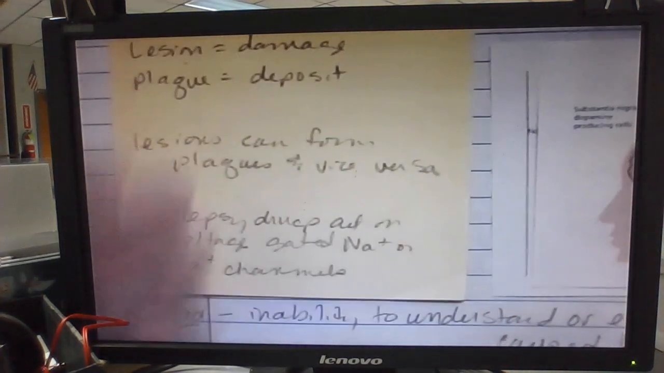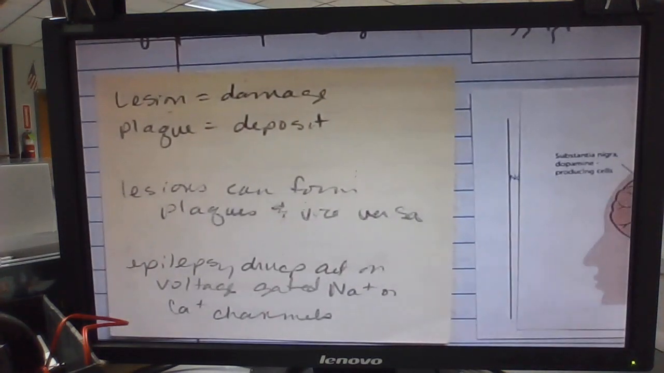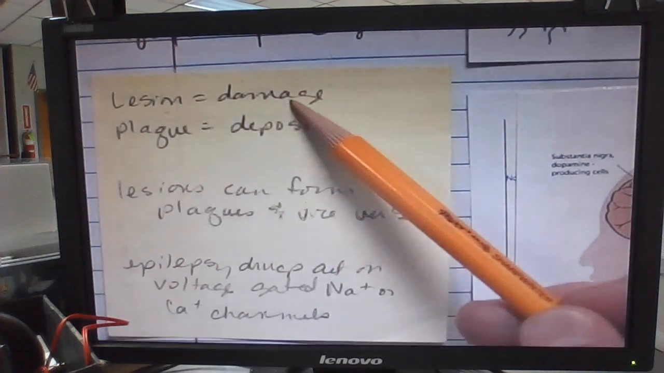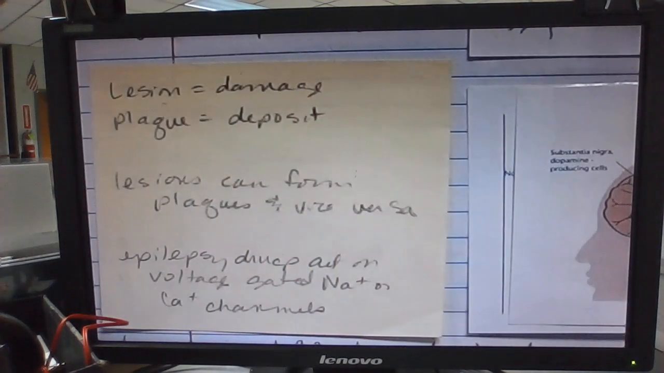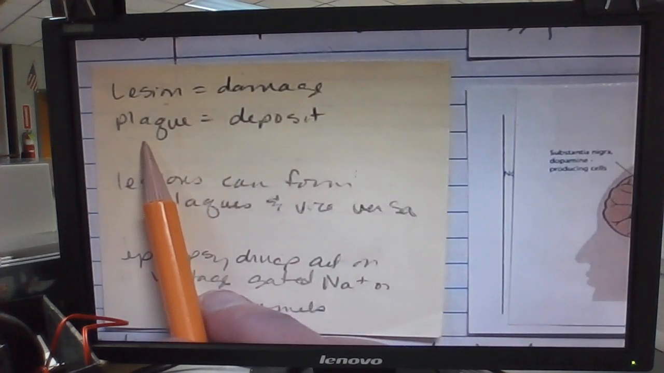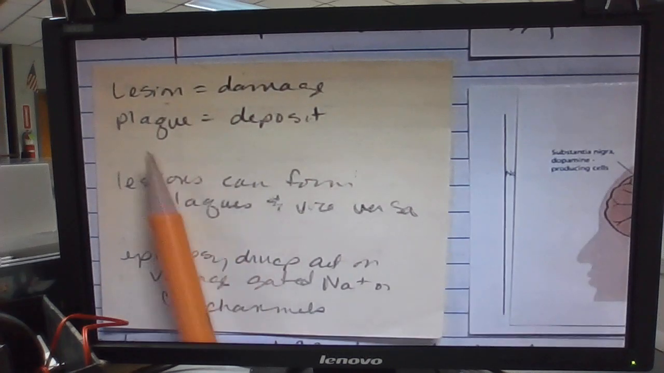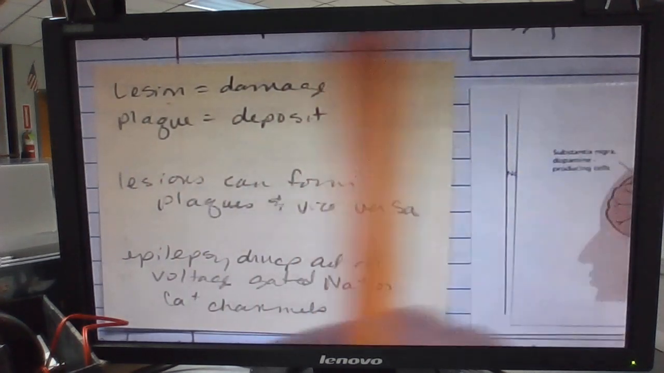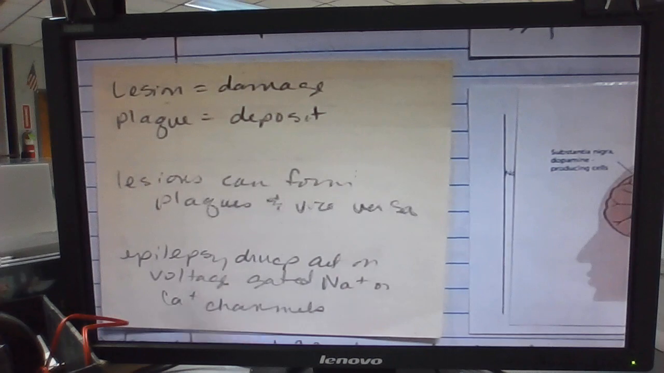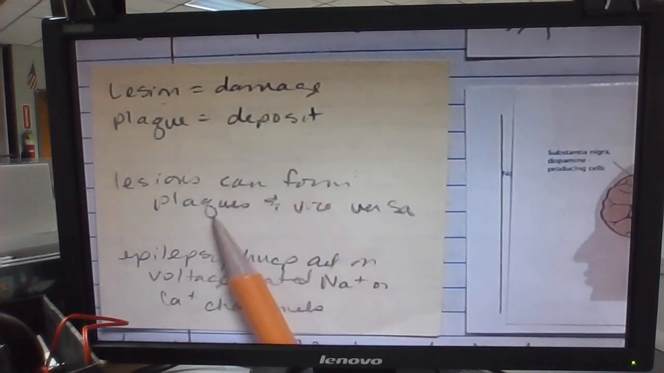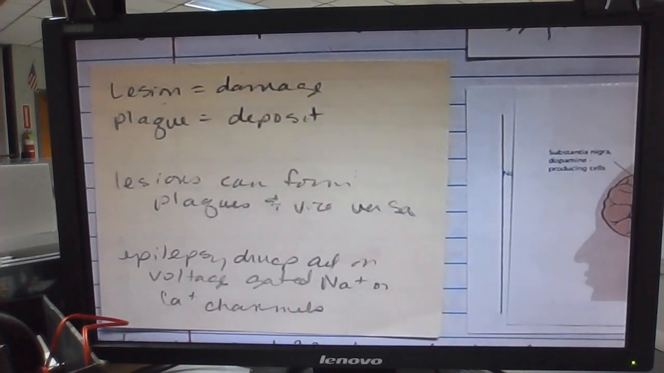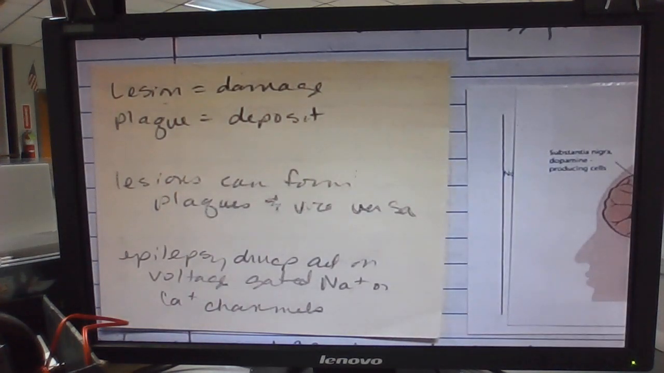All right, some differences in some of the terms. We talked about a lesion. Multiple sclerosis ended up creating lesions, which is damage. A lesion is damage. Plaque, like in Alzheimer's, we have the amyloid plaques. A plaque is a deposit, something that is being left behind. Lesions can form plaques and vice versa.